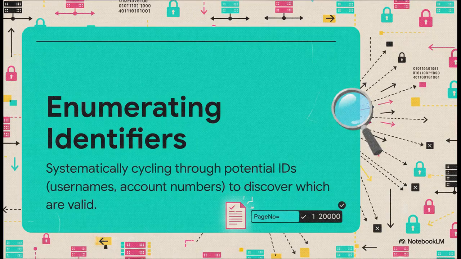First up is enumerating identifiers. So imagine an application uses a URL parameter, like pageno=10069, to show you some content. As an attacker, you don't just care about that one page. You want to find all the valid page numbers. Trying to guess them manually is a total non-starter. But with automation, you can just write a simple loop to test every single number from, say, 1 to 20,000, and very quickly build a complete map of every accessible page.